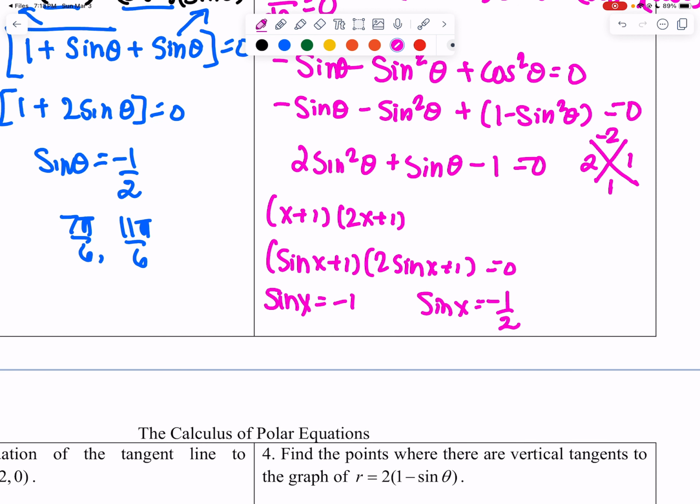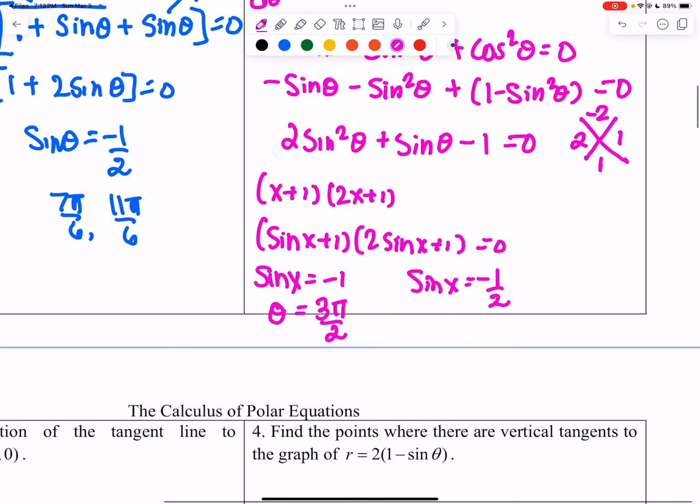Well, we know that sine of x is equal to negative 1 whenever x, or theta, why did I say x? Theta is equal to 3 pi over 2. And then we also know that sine of theta is equal to negative a half whenever theta is pi over 6 and 5 pi over 6.